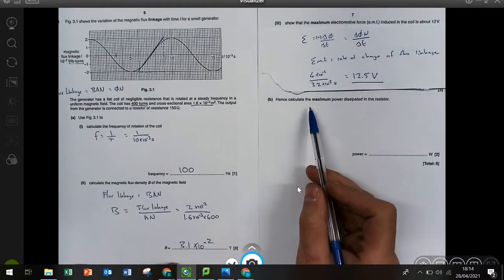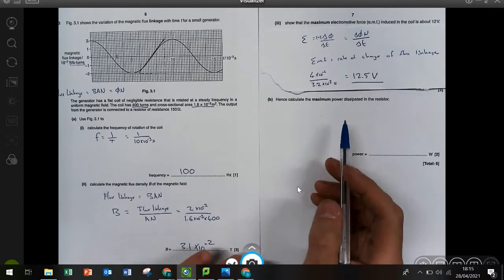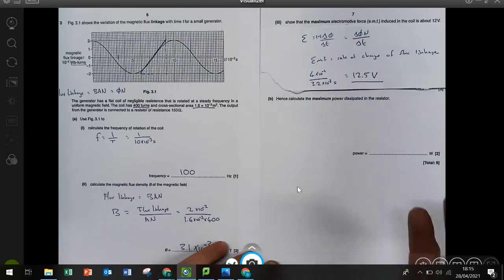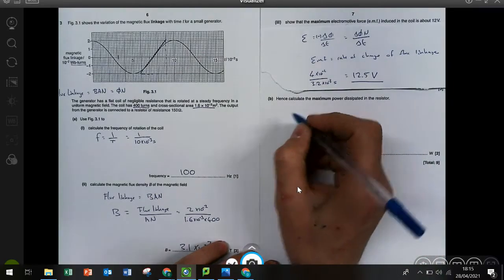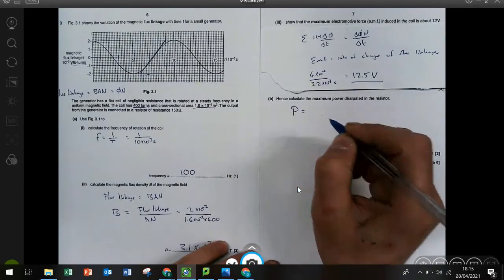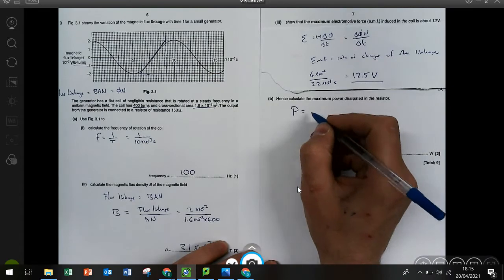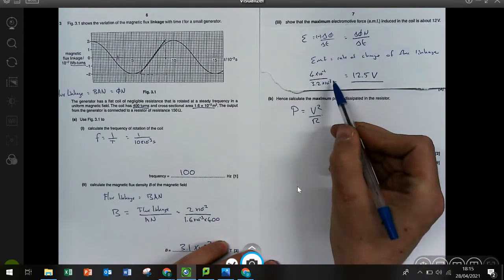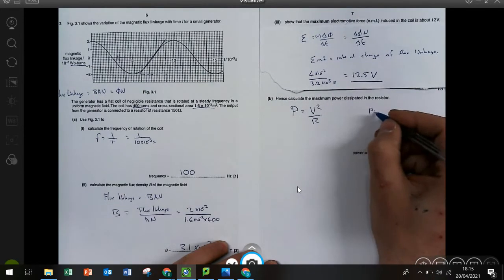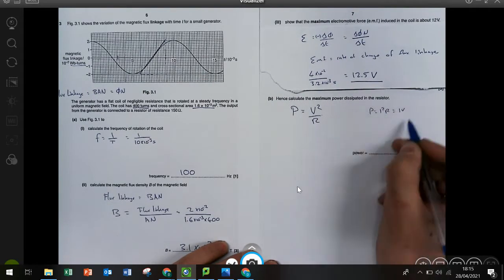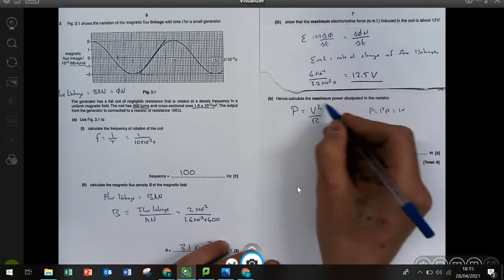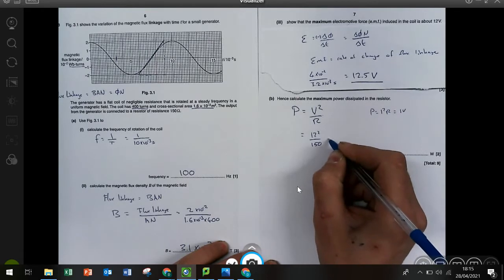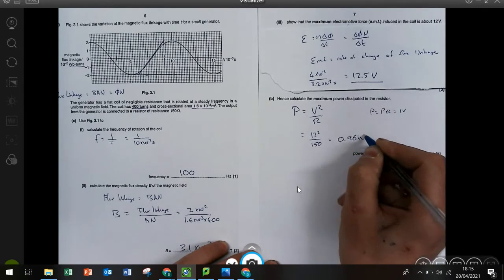Part B, hence calculate the maximum power dissipated in the resistor. This is now a slight change. This is going back to kind of year 12 physics. We've got a power, we've got a resistance. So what is electrical power? Well, V squared over R comes to mind, seeing as we just worked out an EMF. Obviously, power is also I squared R or IV, but we don't really have anything about current here. So this is by far the easiest. So 12 squared over 150 ohms is going to give us 0.96 watts.